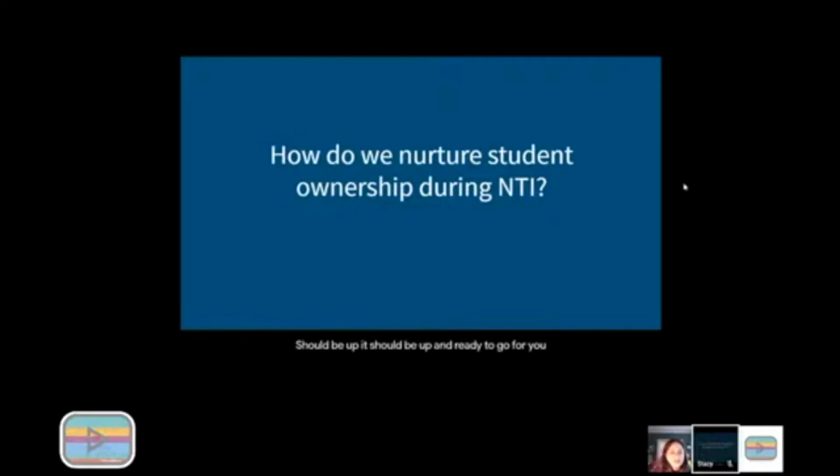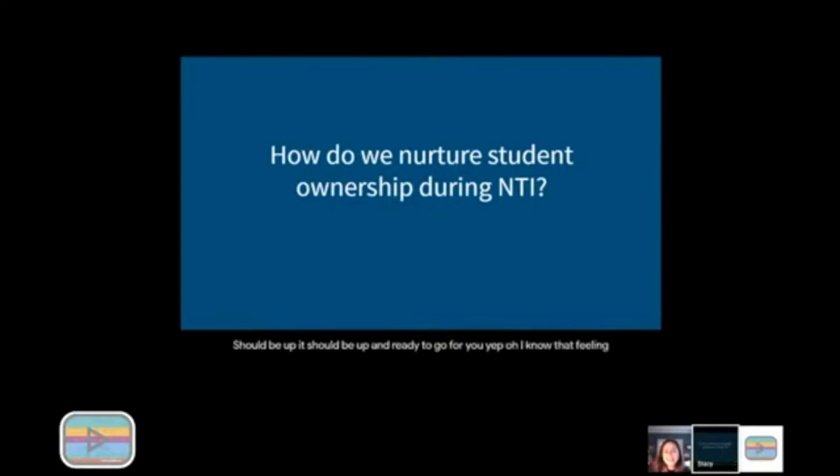So let's see, Stacy, make sure I can see where you are on your slide so that we're in time. I think you can move forward one. How do we nurture student ownership during NTI? Yep, I see it. Okay, sorry. I have so many windows open. I'm trying to make sure I'm on the right page. I know that feeling.